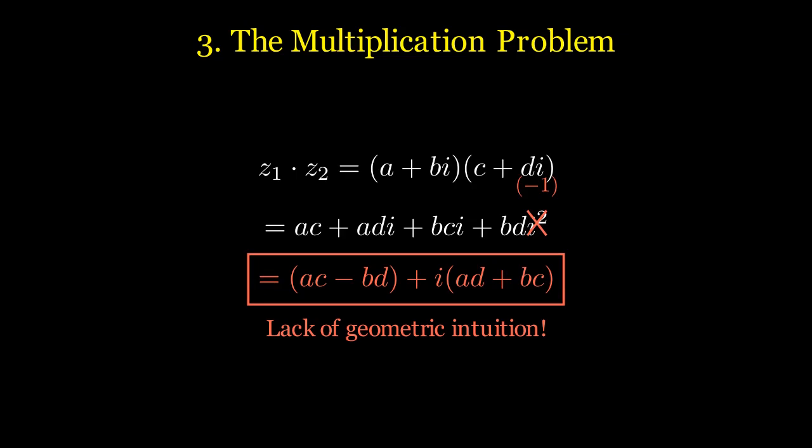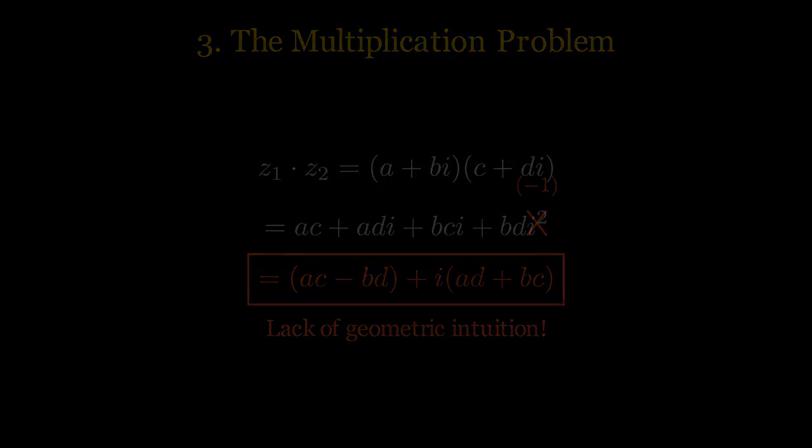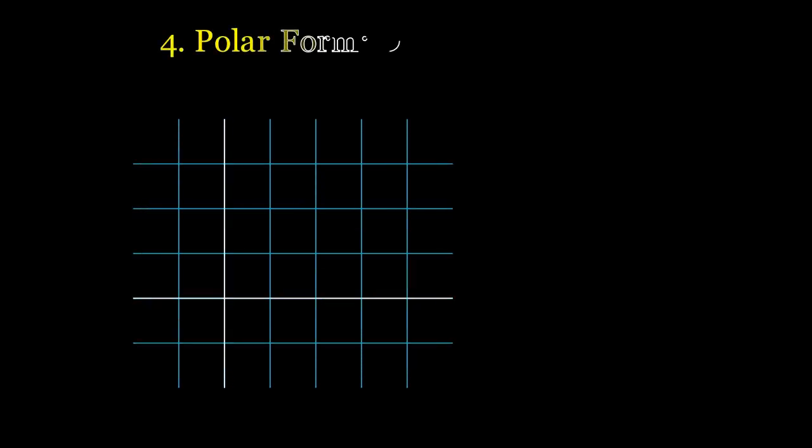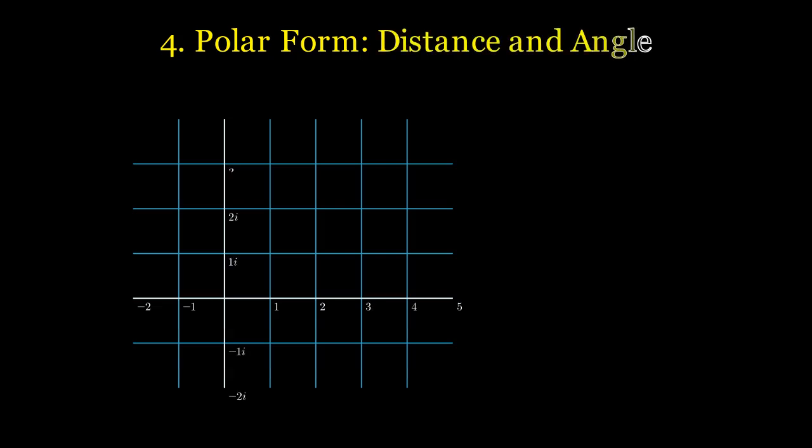Instead of giving street grid directions using x and y, what if we gave sniper directions? To pinpoint any location on the complex plane, we only need two pieces of information from the origin. First, the absolute distance from the origin to the point, which we call the magnitude or modulus, denoted by r. Second, the angle of direction measured counterclockwise from the positive real axis, which we call the argument, denoted by the Greek letter theta.